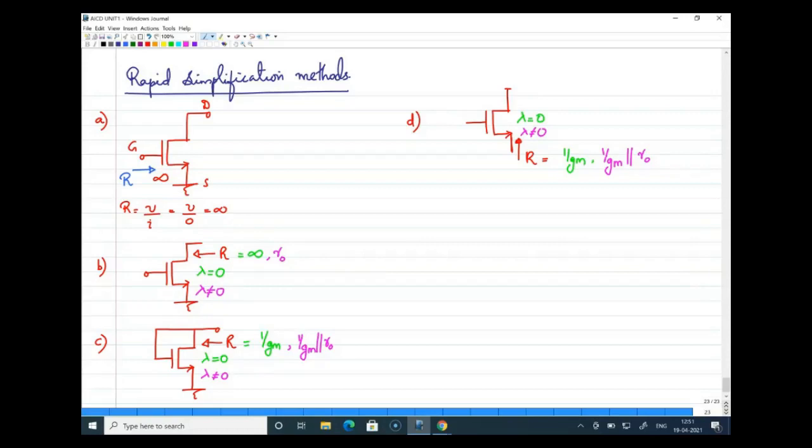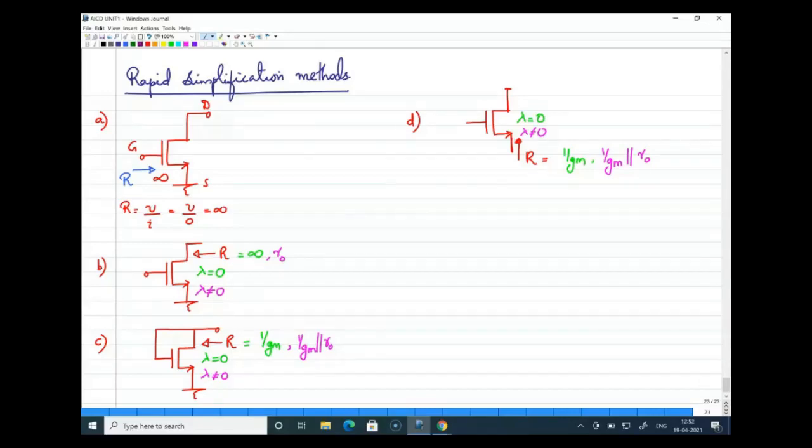Yes, Anushka, I'm looking at all the answers you're posting in the chat box. So looking at the source, the resistance looks like 1 by gm or 1 by gm parallel to R0, whichever, anyway, it is a smaller value. Looking at the drain, when your drain and gate are shorted together also, the resistance is the same.